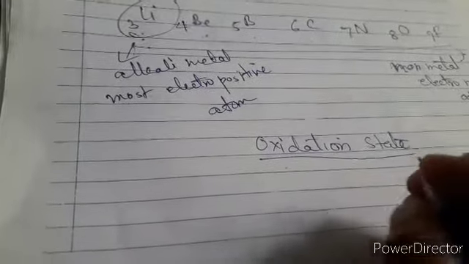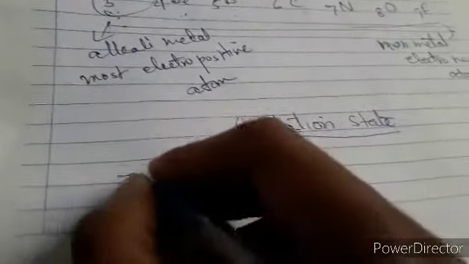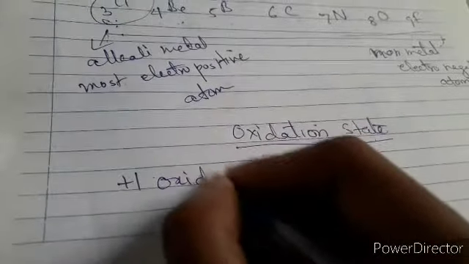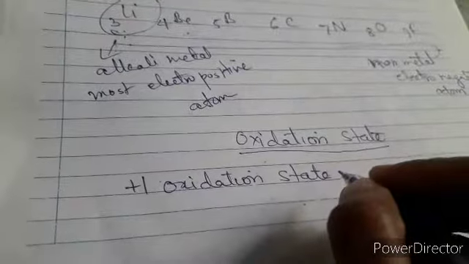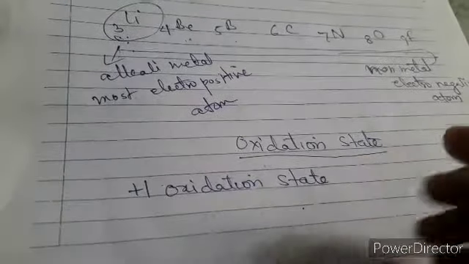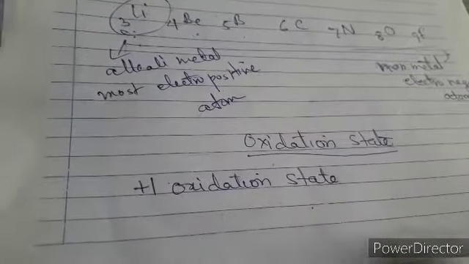Now what is the oxidation state? Most alkali metals exhibit a +1 oxidation state. This thing you have to keep in mind. They have a +1 oxidation state, and when they form compounds they do not show variable oxidation states. Now why is this happening, let's focus on it.